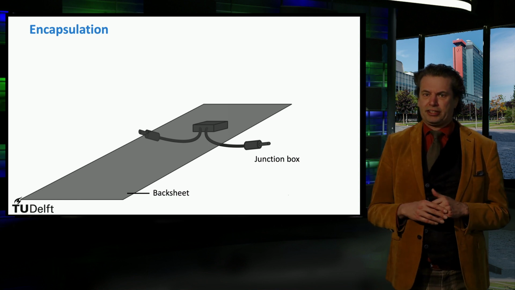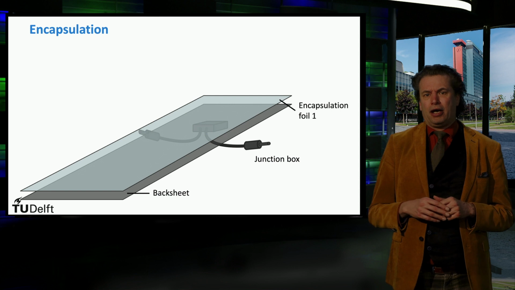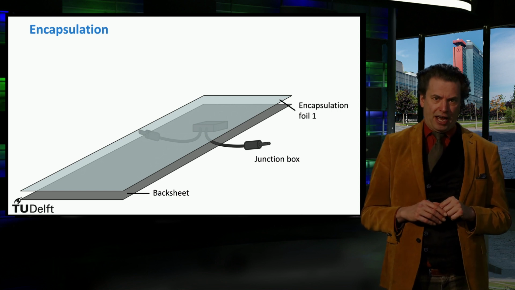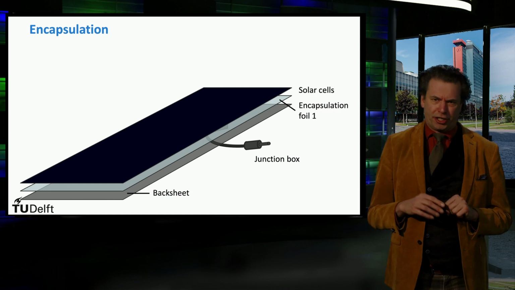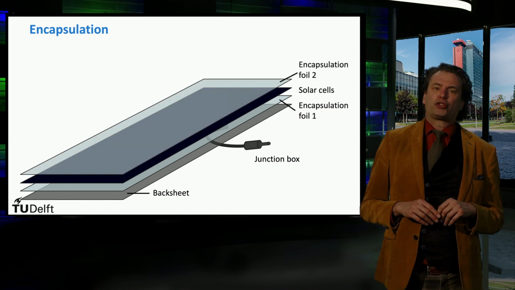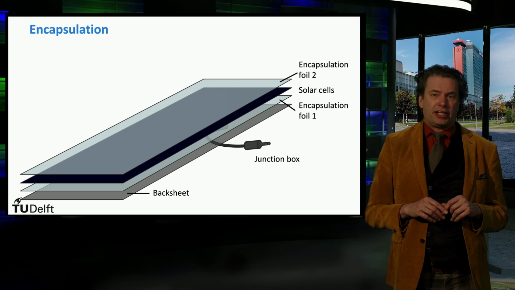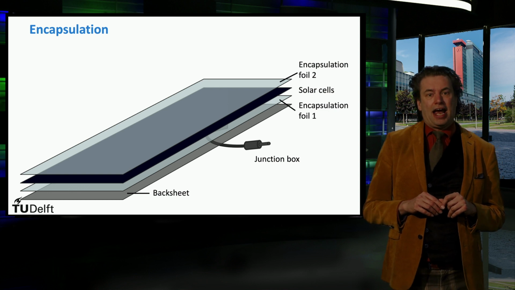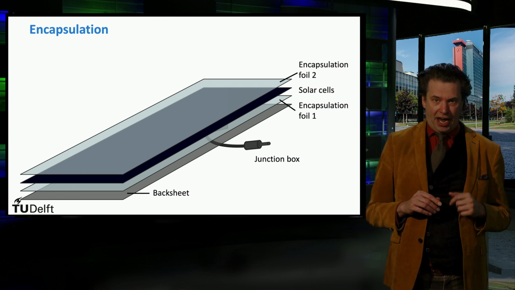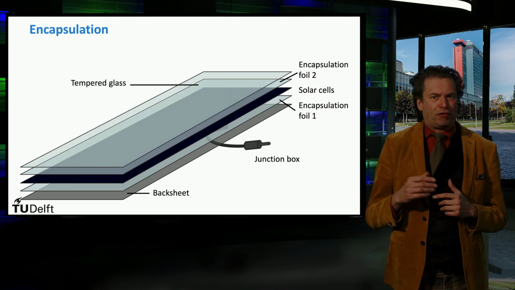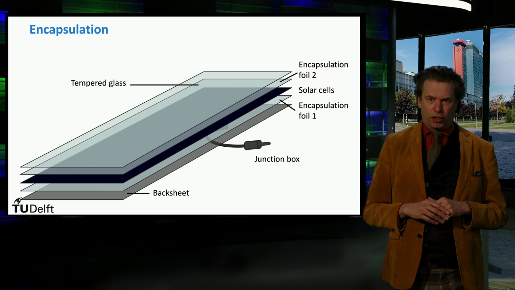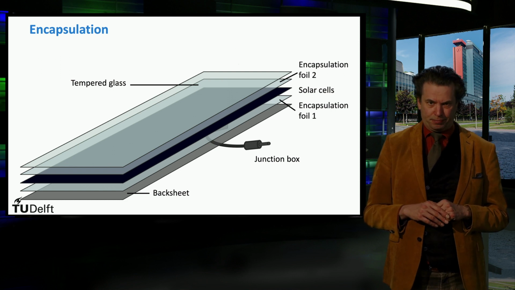The solar cells themselves are laminated between two layers of encapsulation foil to prevent air and moisture ingress. The most common encapsulation material is ethylene vinyl acetate, or EVA. The front surface of the module is protected with a sheet of tempered glass to make the module impact resistant.